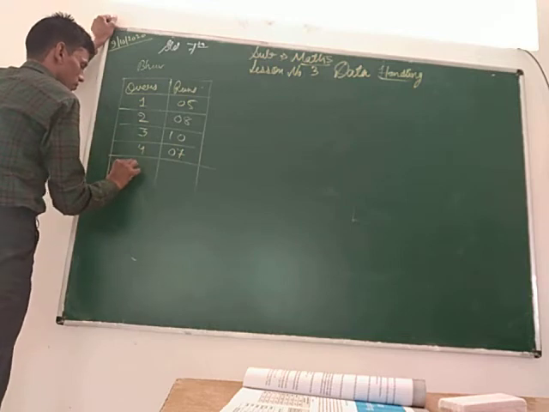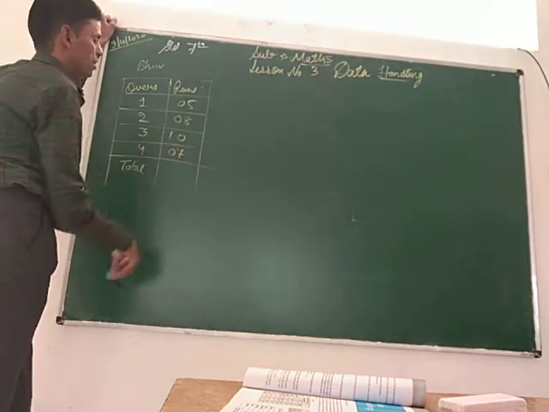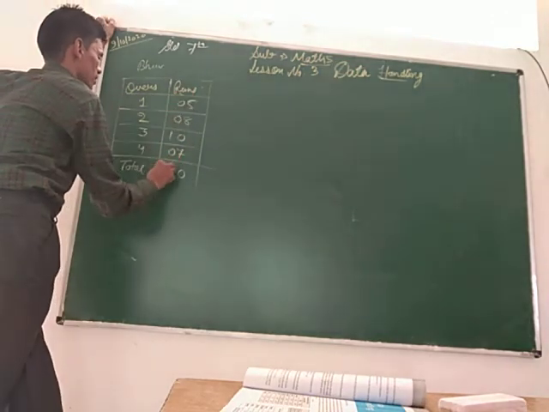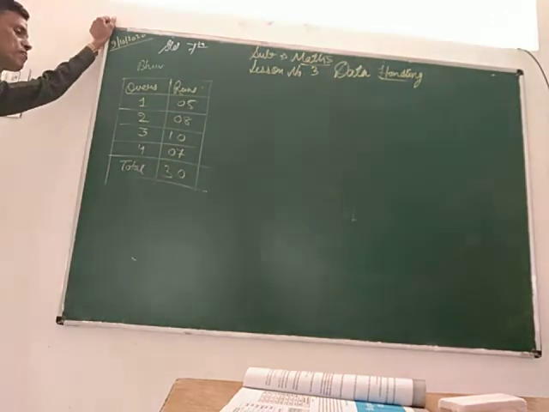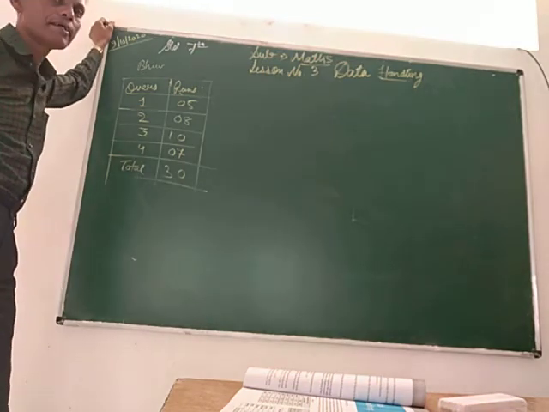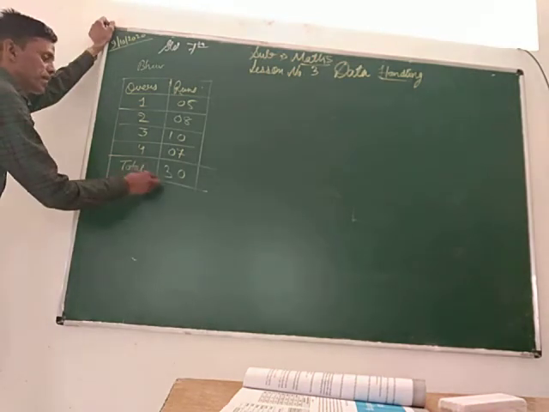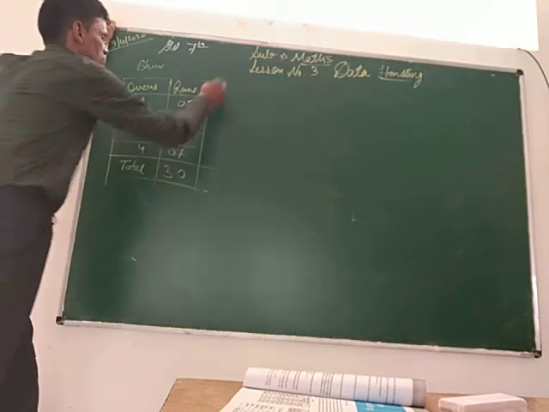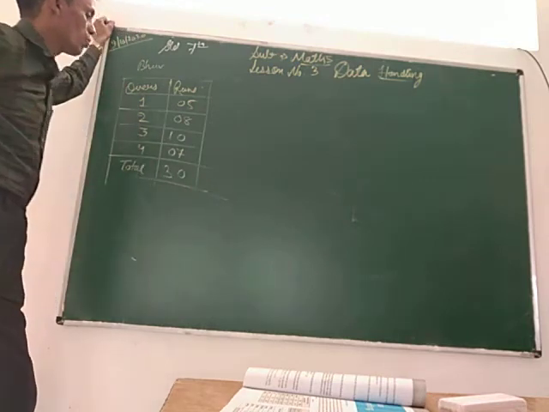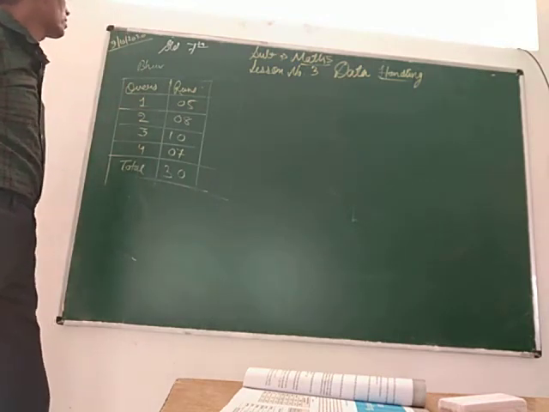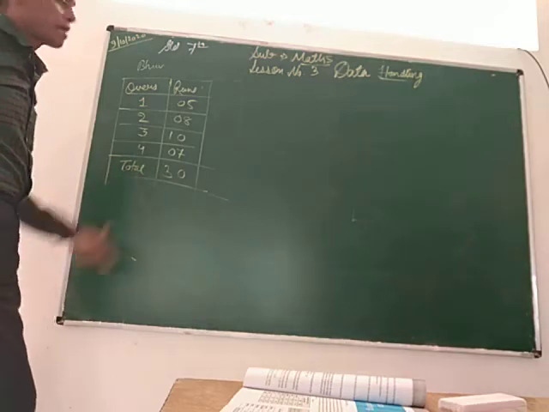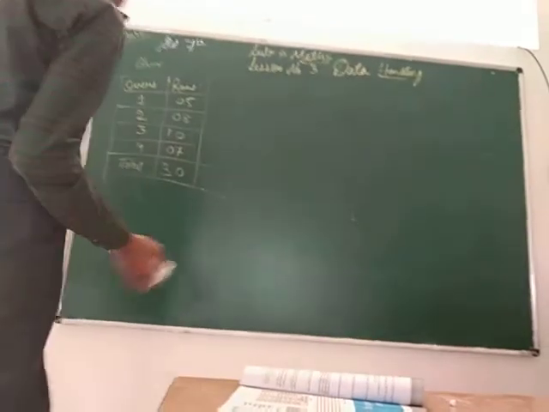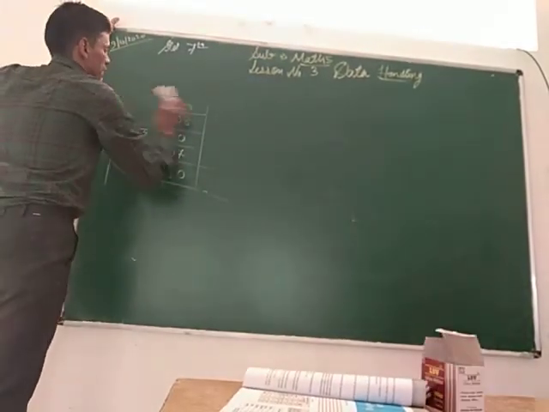In total, in 4 overs how many runs he has given, that you can work out. 5 plus 8 is 13, plus 10 is 23, and 7 more makes 30. In 4 overs he had given 30 runs. So from this we can calculate his average per over, or in which over he has given the least number of runs, or in which over he has given the maximum runs. We can find that from this data. Okay, there are different kinds of data which is represented.